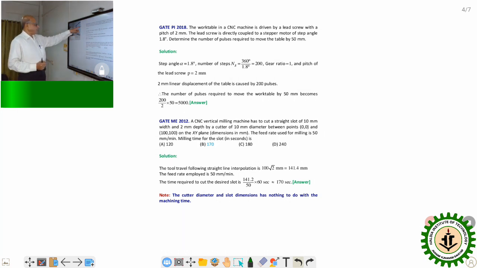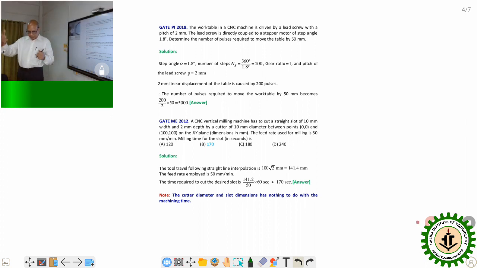Another problem, GATE PI 2018. The work table in a CNC machine is driven by a lead screw with a pitch of 2 mm. The lead screw is directly coupled to a stepper motor of step angle 1.8 degree. What is the total pulse required to move the table by 50 mm?